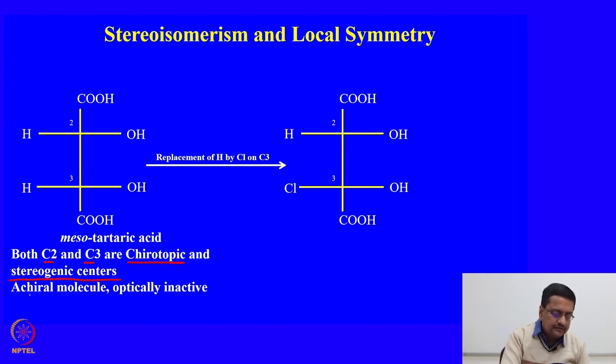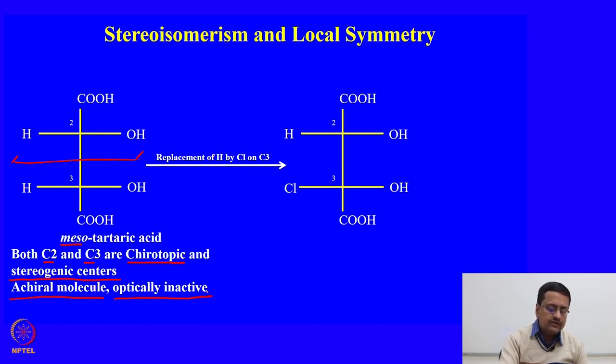And this molecule has a mirror plane present. Therefore, this molecule is called a meso compound or meso tartaric acid. Therefore, this compound is an achiral compound and therefore optically inactive.